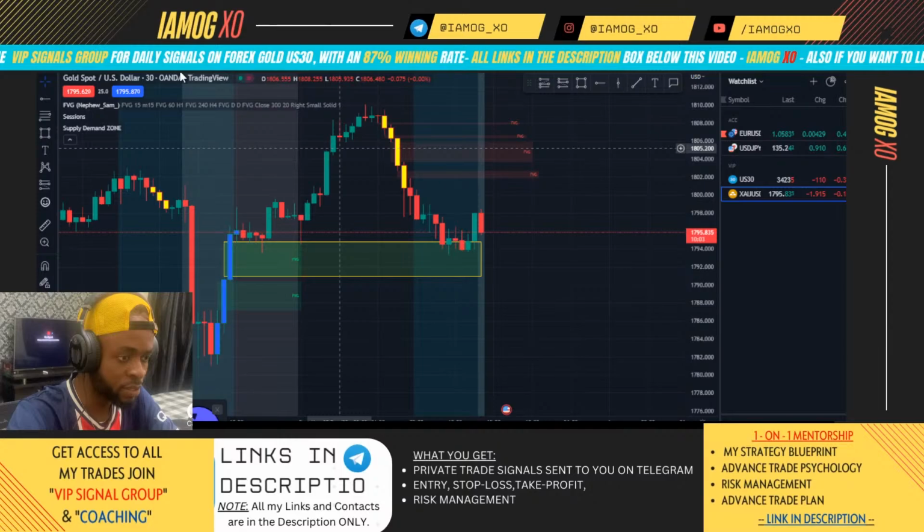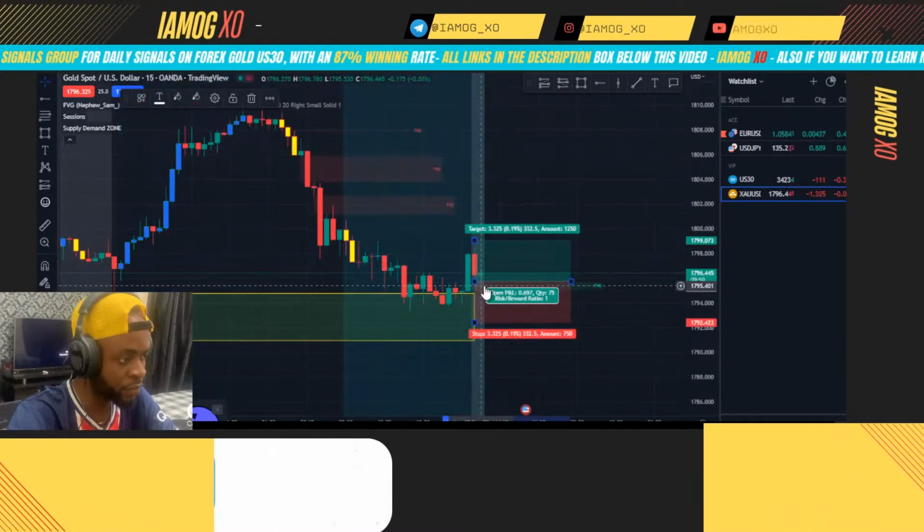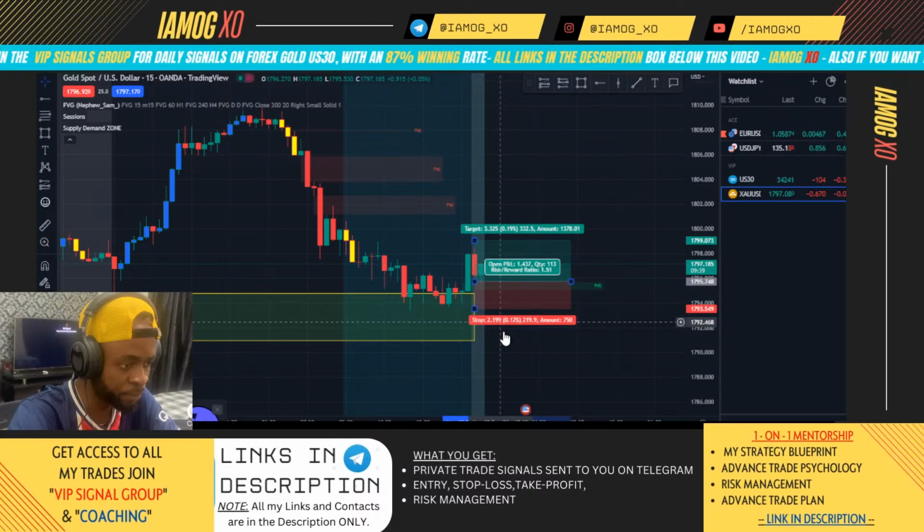So this is going to be an entry. If you're watching the stream live, I would suggest you take this trade here for your buy. Quickly take a trade for your buy. Your stop loss, do not risk more than 1% on this trade guys. Your stop loss should be, I think, slightly below this zone here.